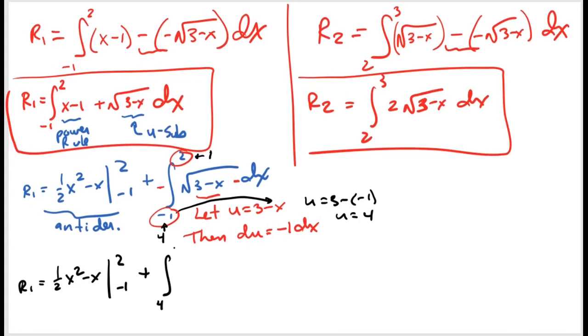So we have R1 equals 1/2 x squared minus x from 2 to -1 plus the antiderivative. We're changing the bounds from 4 to 1, and 3 minus x is being replaced with u, so this becomes u to the 1/2. Negative dx is being replaced with du, and then my negative out in front changes this plus into a minus.